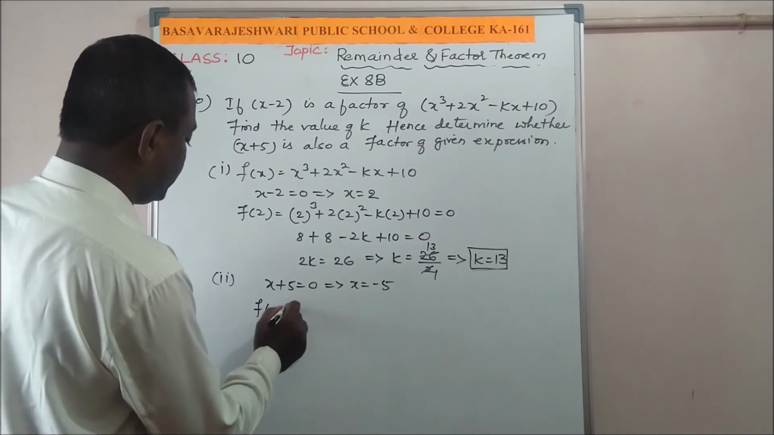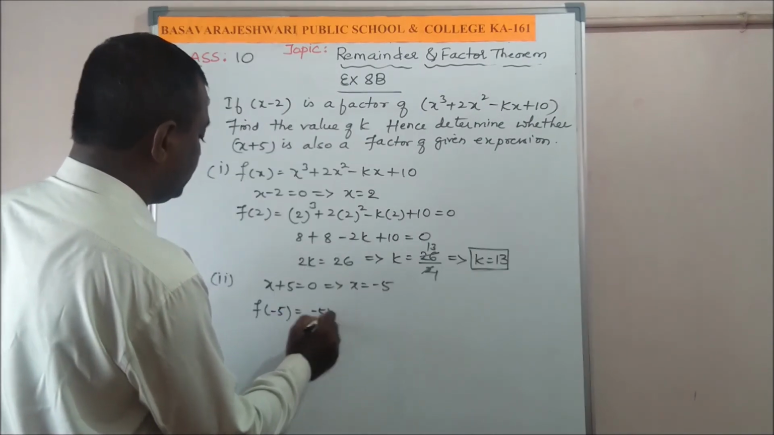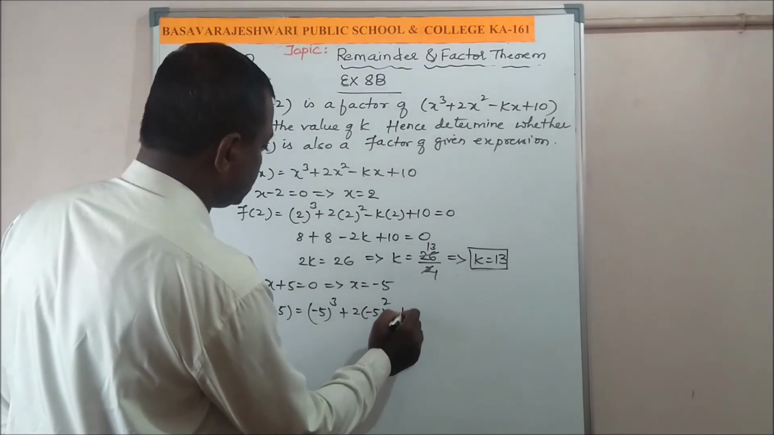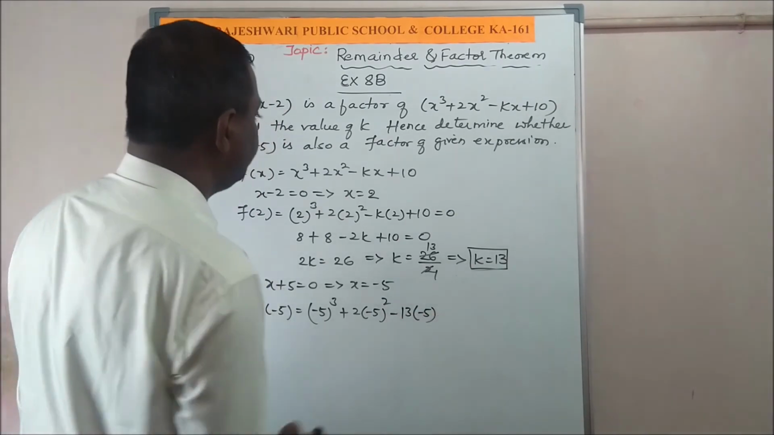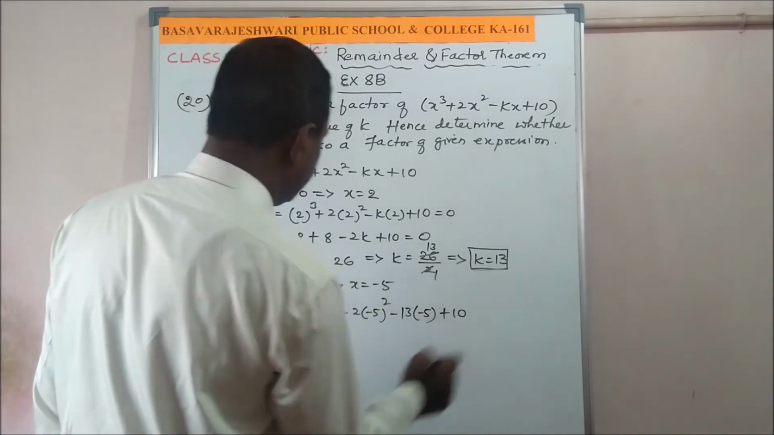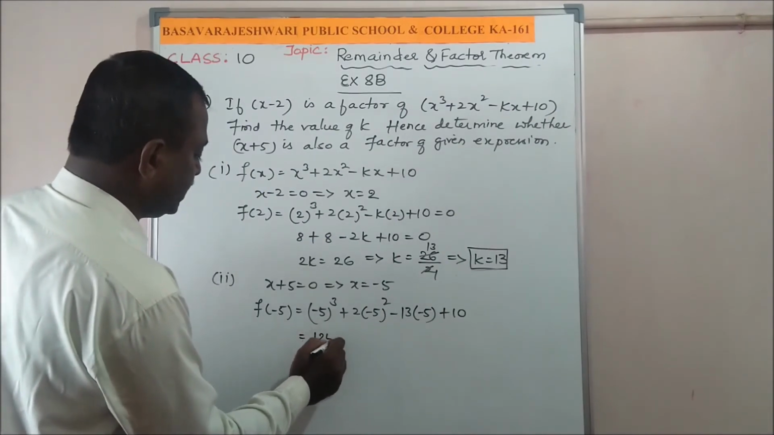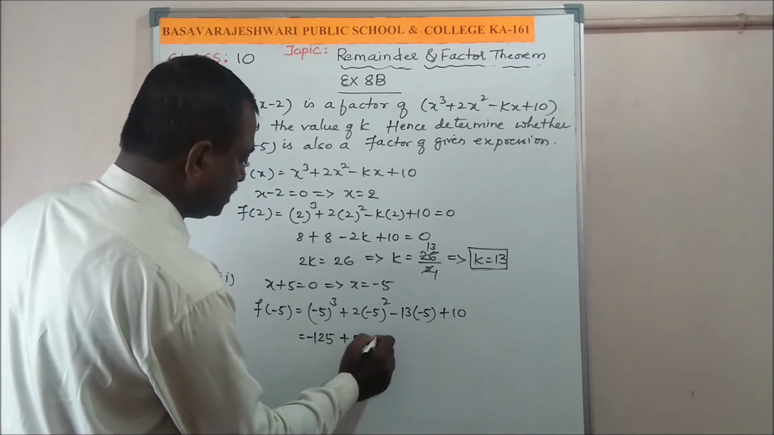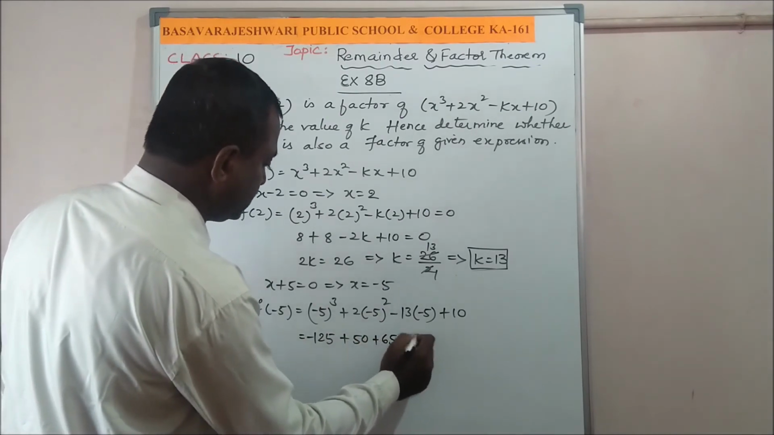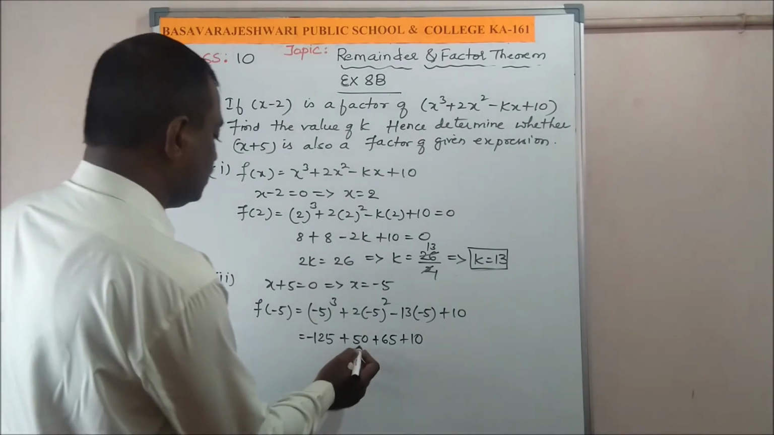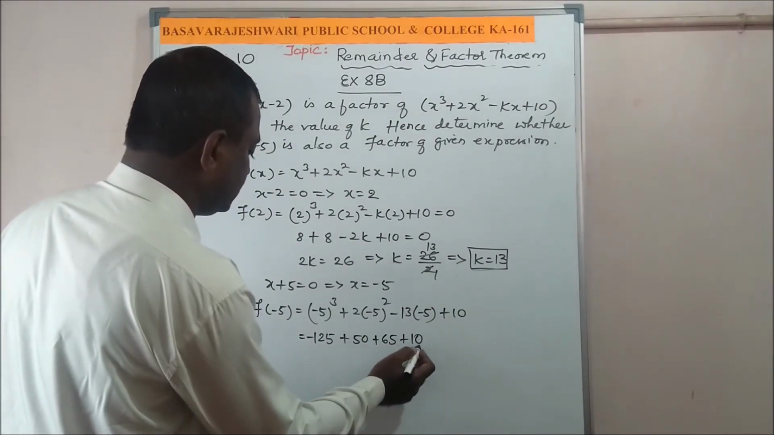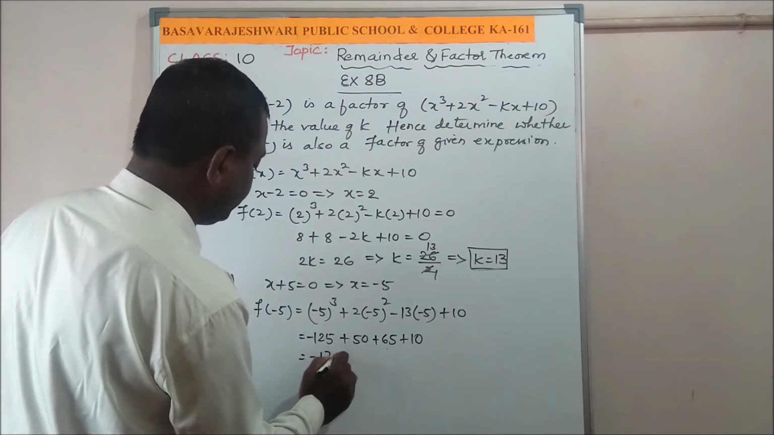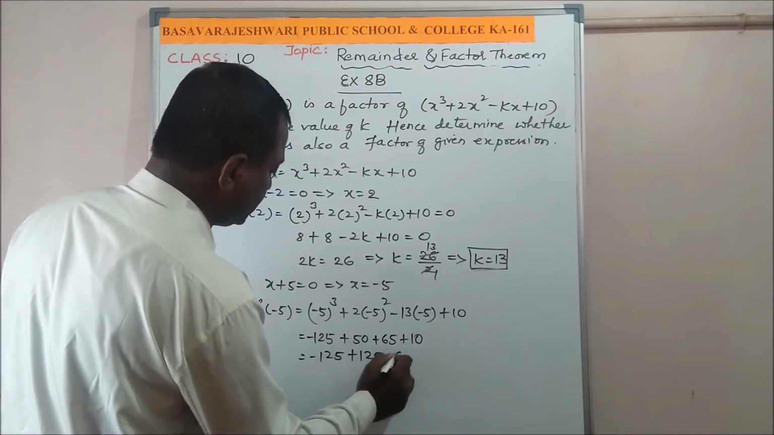So f of minus 5 is equal to minus 5 whole cube plus 2 into minus 5 whole square minus 13 into minus 5 plus 10. So minus 125 plus 50 plus 65 plus 10. Now we have to add this: 50 plus 10 is 60, 60 plus 65 is 125. That is minus 125 plus 125 is equal to 0.